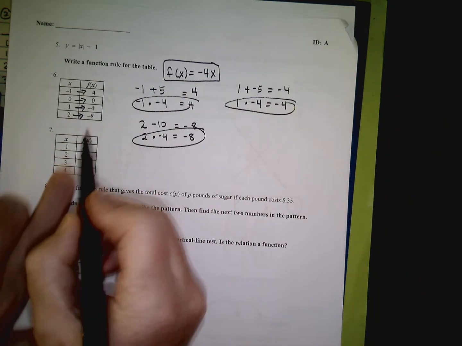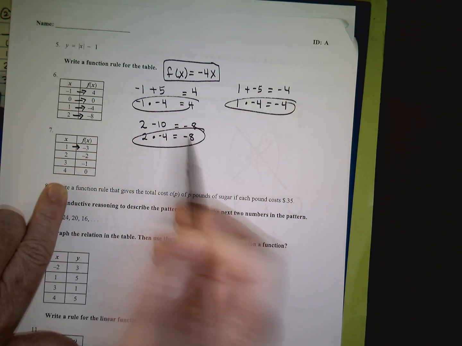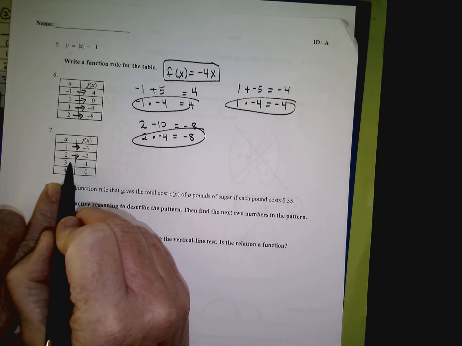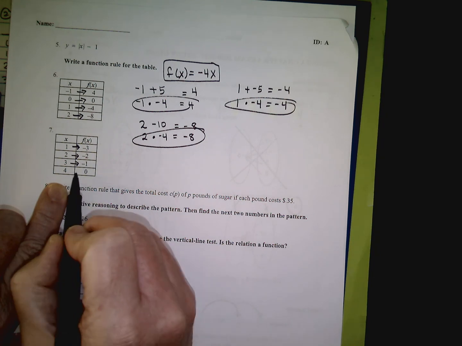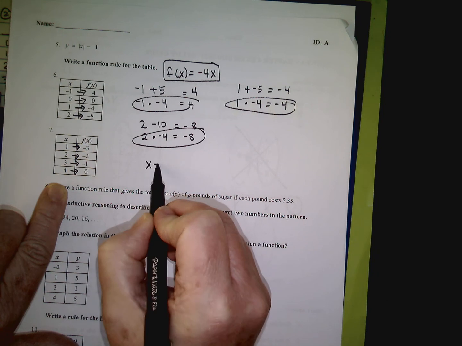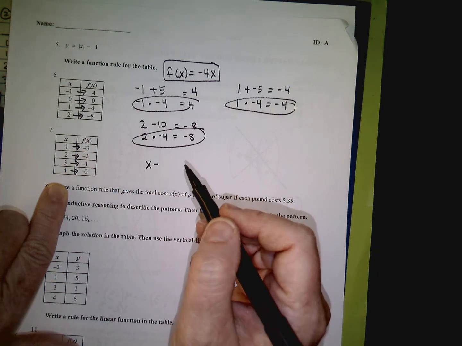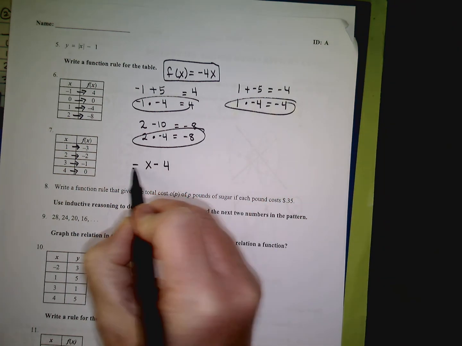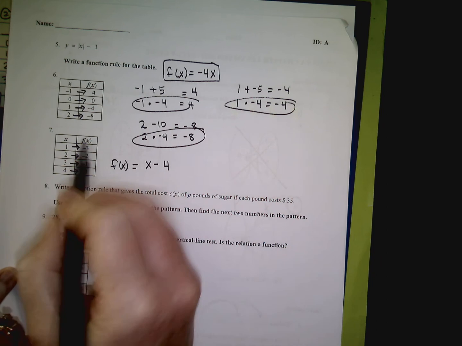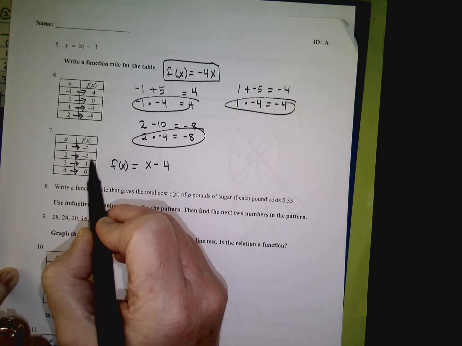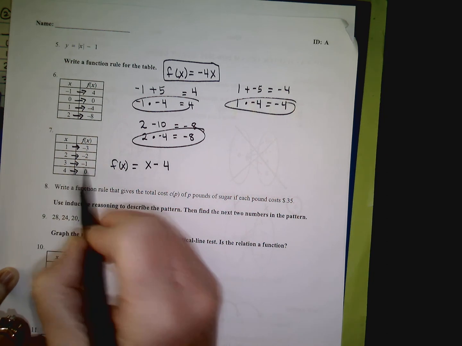Number 7. What are we doing to change 1 into -3, 2 into -2, 3 into -1, and 4 into 0? What are they subtracting? You think they're subtracting 2? What did you say, Jaylee? 4? Will that work every time? Was 1 minus 4 going to be negative 3? Is 2 minus 4 going to be negative 2? Okay, it works every time.